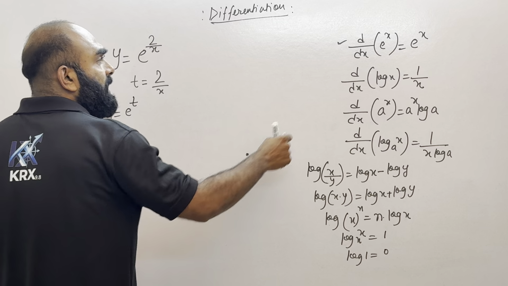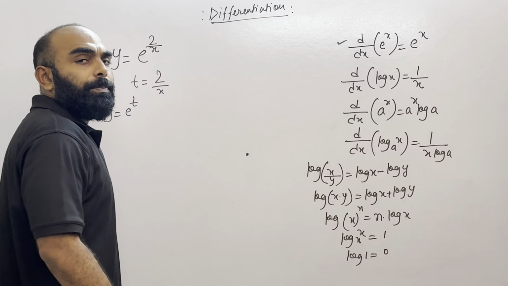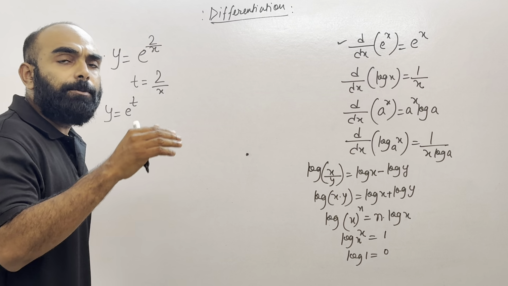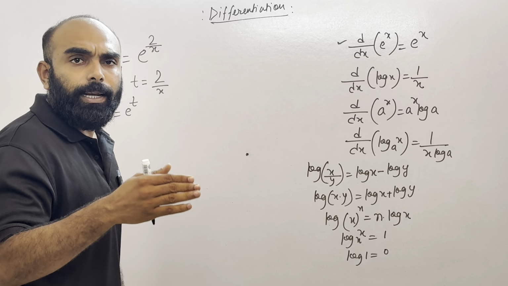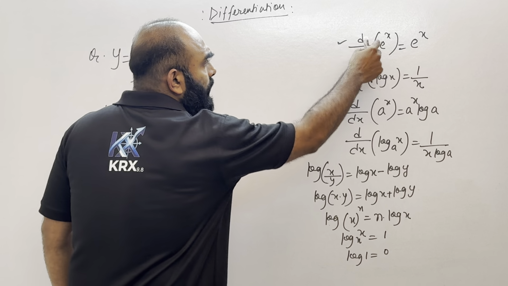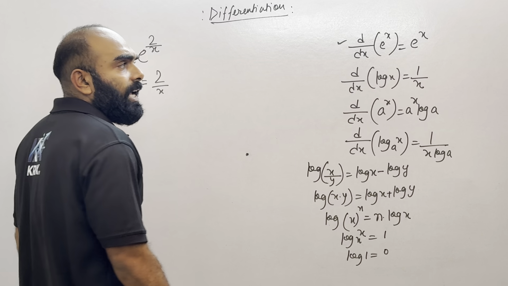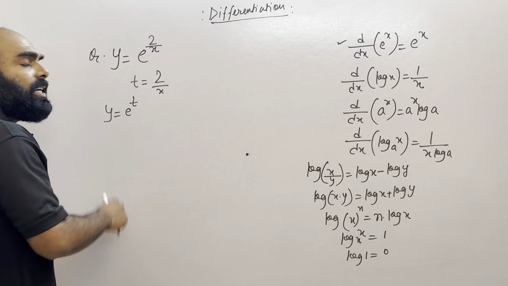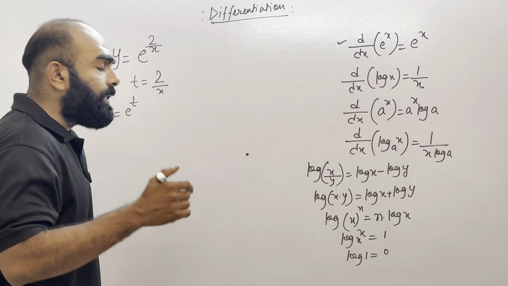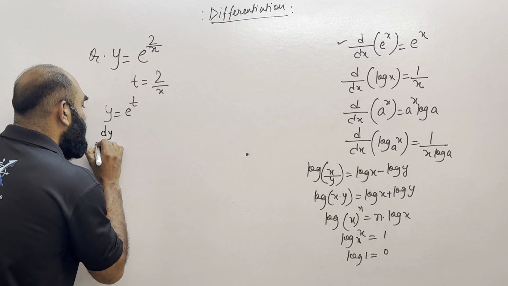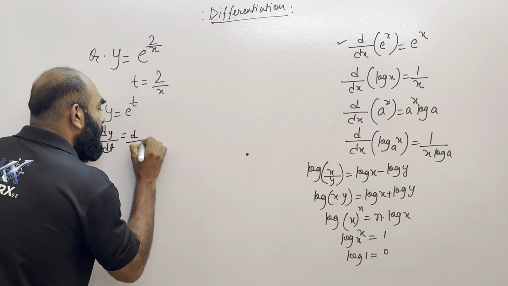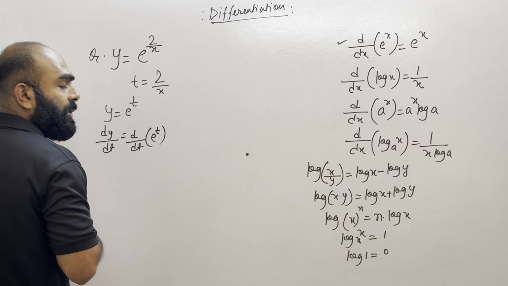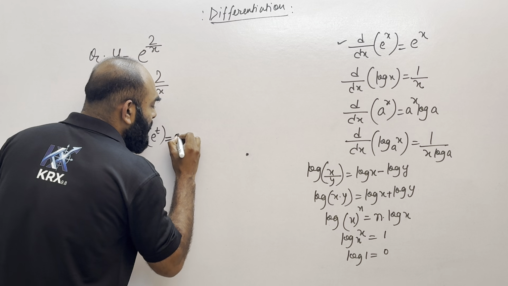Okay. Now if it is e to the power x, I am differentiating with respect to dx. So if it is e to the power t, I have to differentiate with respect to dt. Correct now? If it is e to the power x, I am differentiating with respect to dx, the answer is e to the power x. So if it is e to the power t, I have to differentiate this function with respect to dt. So dy by dt is equal to d by dt of e to the power t. So e to the power t with respect to dt is e to the power t only.